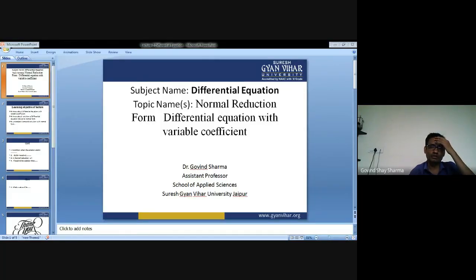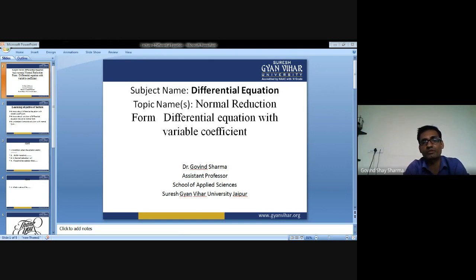Good morning, students. Today, in the lecture series on differential equations, we will start the normal reduction form of variable coefficient. We will continue with the variable coefficient method to solve the differential equation.